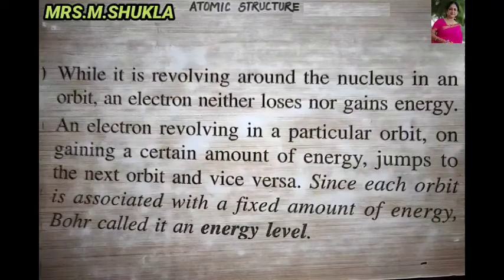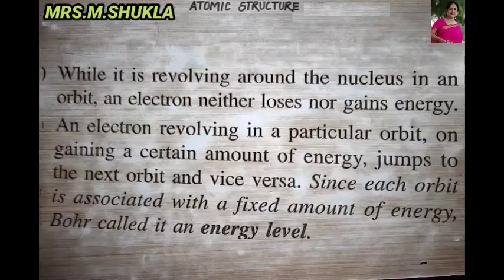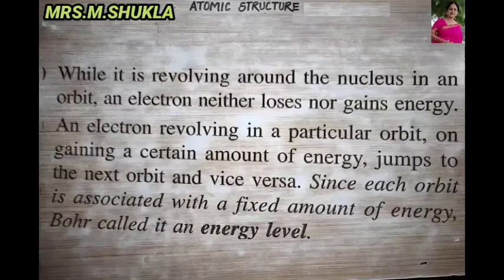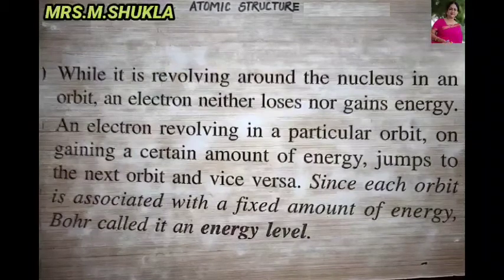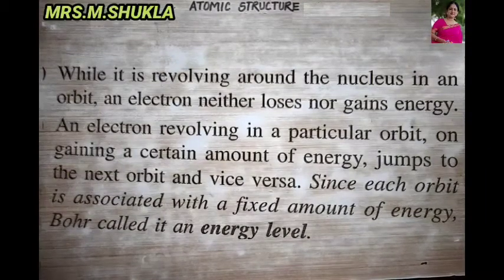Now, while it is revolving around the nucleus in an orbit, an electron neither loses nor gains any energy. So, an electron revolving in a particular orbit, after it gains a certain amount of energy, will only then jump to the next orbit.